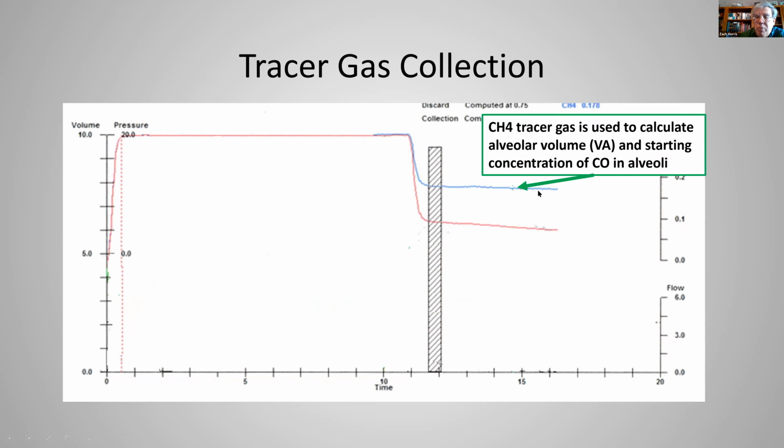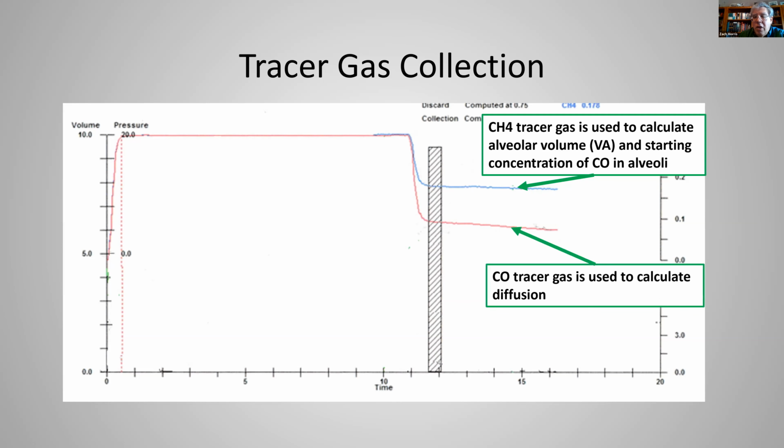The reason the gases separate: you're starting with the same concentration of methane and CO over here. But methane is not absorbed. That's the tracer gas you use because it's not absorbed, and we'll show you why that's important. Because you're now absorbing CO, this level here is less, because you absorbed a lot of that CO.